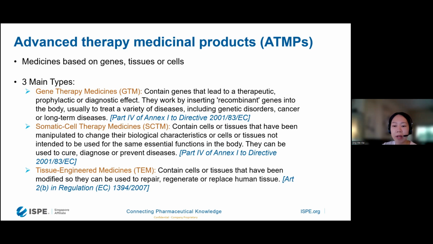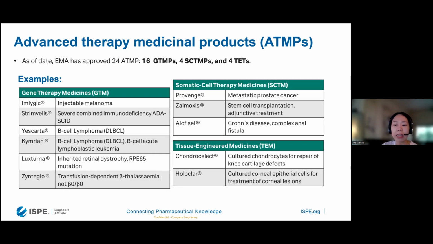TEM contain cells or tissue that have been modified so they can be used to repair, regenerate, or replace human tissue. As of date, EMA has approved 24 ATMPs, out of which there are 16 GTMPs, 4 SCTMPs, and 4 TEPs. The tables below are some examples for each category.